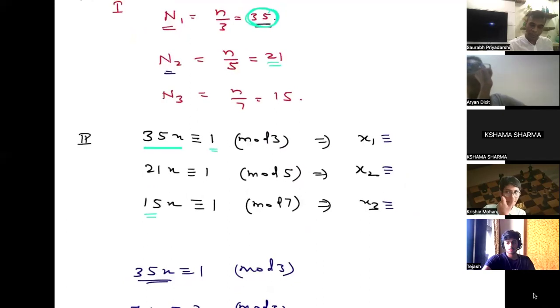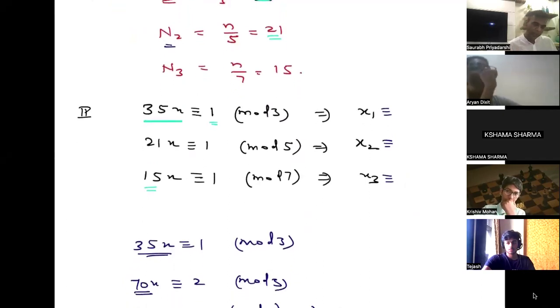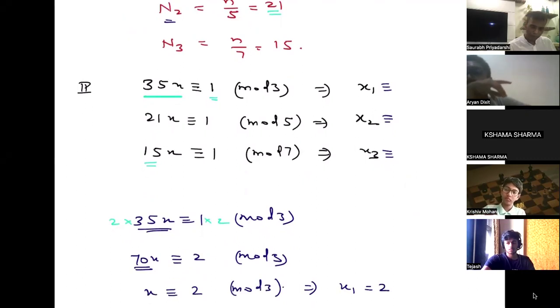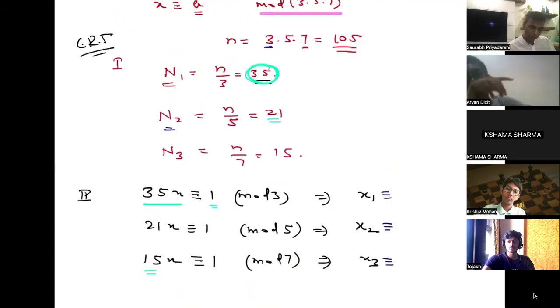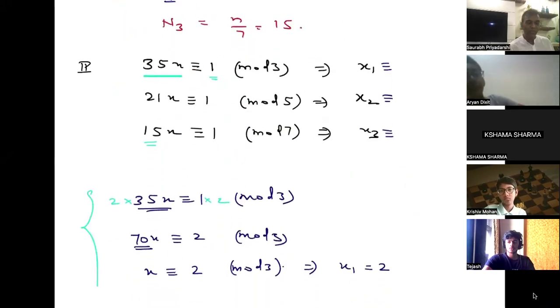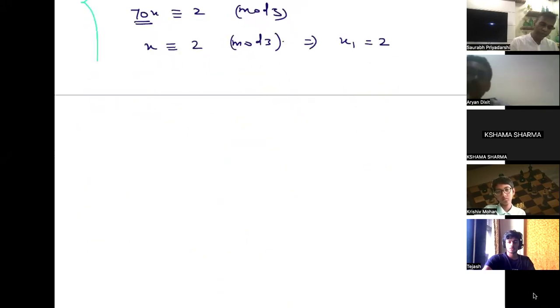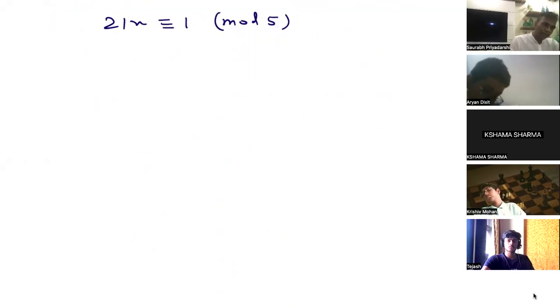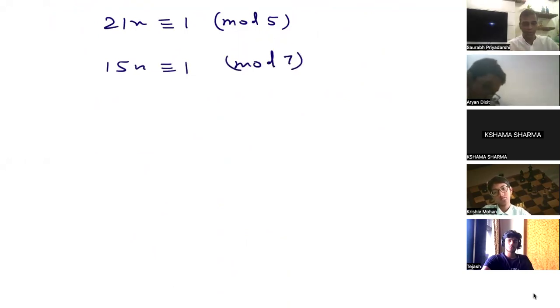Now I have to find this x1, x2, and x3. Finding x1 means I'm multiplying both sides by 2. I have a doubt: with mod 3, 35x, shouldn't it be 2? 35x is equal to 1, mod 3. Every time we have to take 3 cases. First case, when dividing by 3; second case, 21x is equal to 1 mod 5; and third case, 15x congruent to 1 mod 7. We are finding those numbers where this multiplication comes to 1. Yes, so we are assuming that and then finding it. Got it.